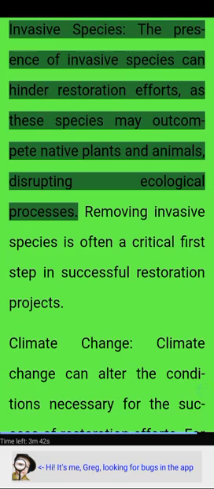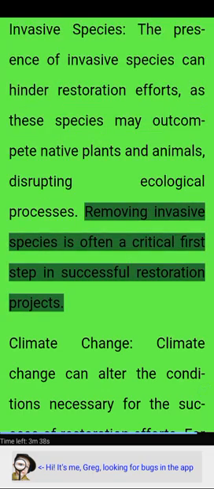Invasive species. The presence of invasive species can hinder restoration efforts, as these species may outcompete native plants and animals, disrupting ecological processes. Removing invasive species is often a critical first step in successful restoration projects.